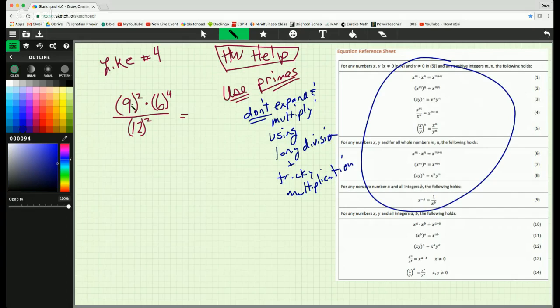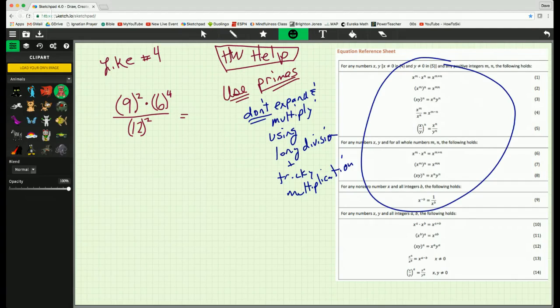You could multiply 9 times 9, get 81. 6, and 6 times 6 is 36. Times 6 is 216. Times another 6 is I don't know what. And then multiply all those numbers together and then divide by 144. That's going to be a mess. Watch how we can use our rules of primes to make this an easier problem. It's going to be a gentle problem.